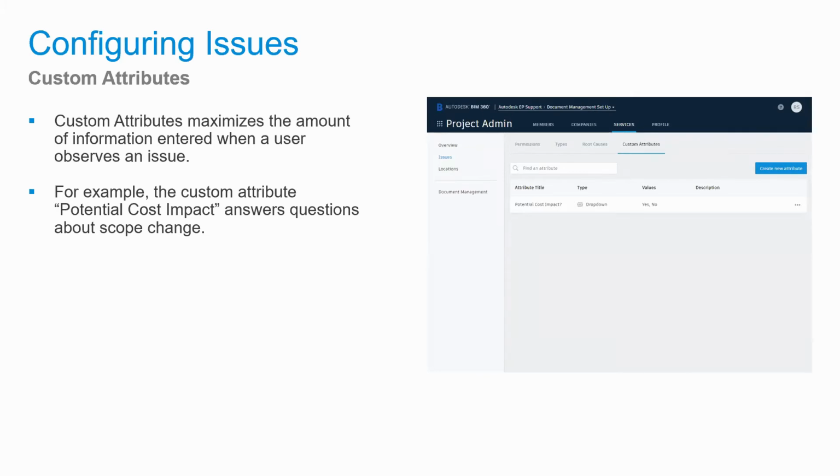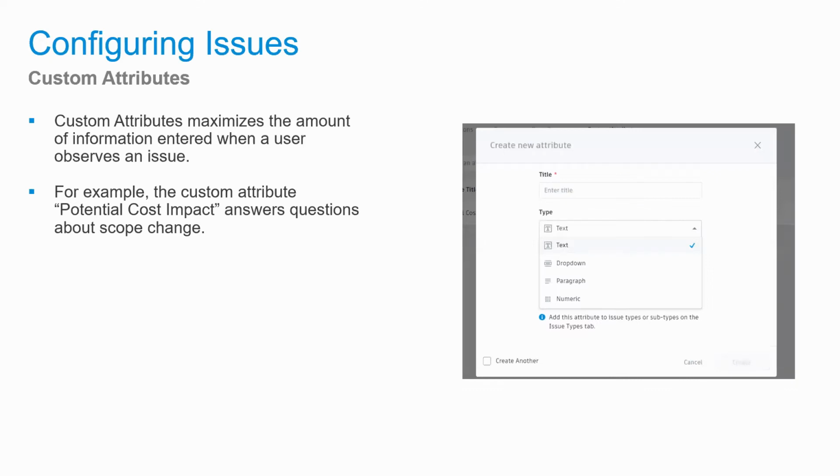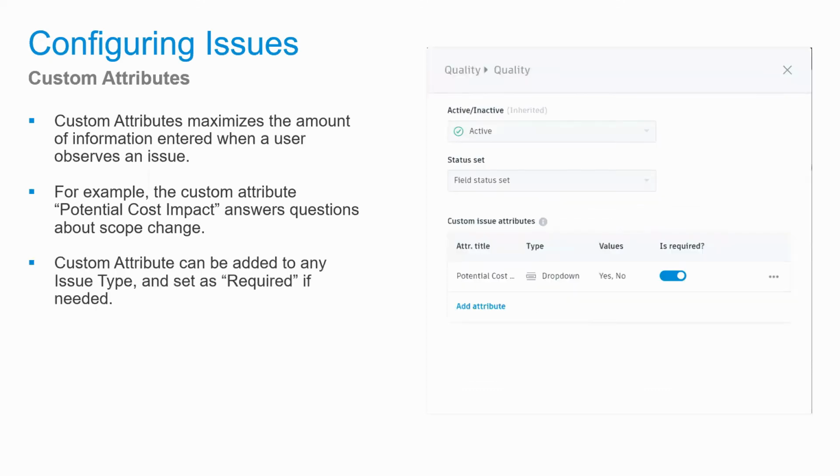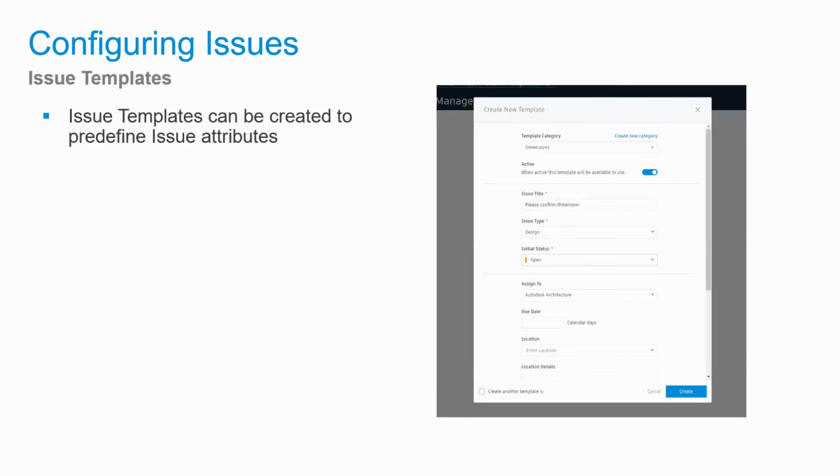Issue templates can be created to predefine issue attributes, and issue category organizes the issue templates for later reference. Once created, the issue template will appear in a list view for easy access.